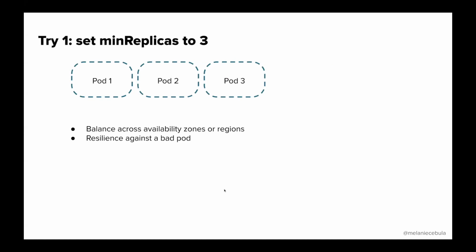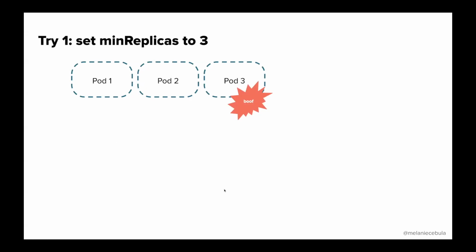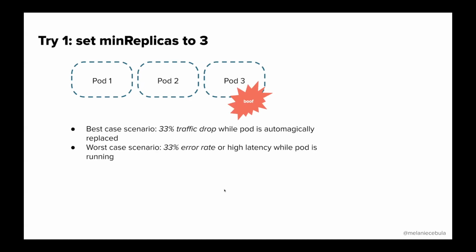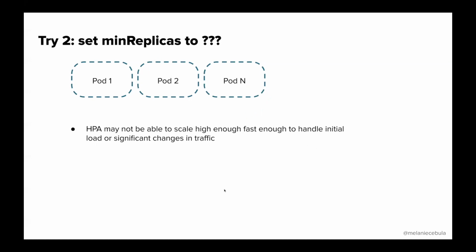There's another consideration, which is resilience against a bad pod. If for whatever reason one pod gets into a weird state, and you only have 1 pod, all of your traffic is going to something that's in a bad state. So boof, this pod disappears. In our best case scenario with 3 pods, we have a 33% traffic drop while this pod is being replaced by Kubernetes. And in the worst case scenario, Kubernetes does not detect that there's anything wrong with this pod, even though there is. And so we actually have a 33% error rate or high latency while this pod continues to run. So that might not be acceptable either.